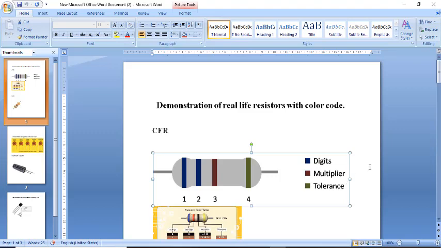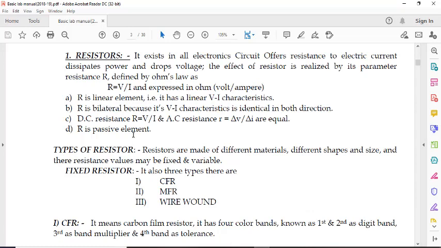So basically there are three types of resistors, and the definition of resistors you all know, I think, or you can check also. It is symbolized by R, and R is nothing but V by I. It is also called ohm. The unit is ohm.